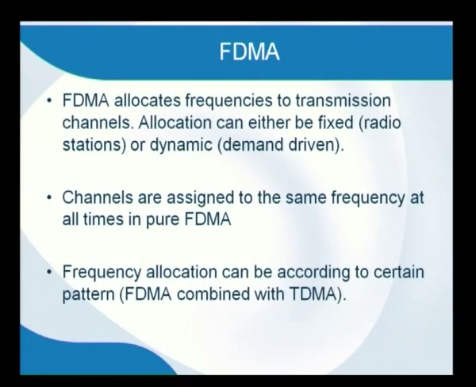Now, it is mandatory to divide the frequency spectrum to handle the users properly. So, frequency division multiplexing allocates frequencies to the transmission channels. Allocations can be either fixed or dynamic. GSM does not provide the pure form of FDMA, that is, the frequency band is not always allocated to a particular user. But in the case of pure FDMA, we have many examples. For example, some radio stations may always be allocated particular frequencies. That is referred to as pure FDMA.